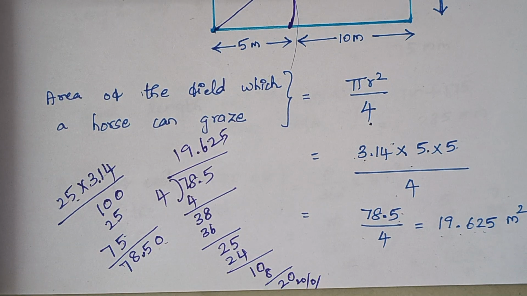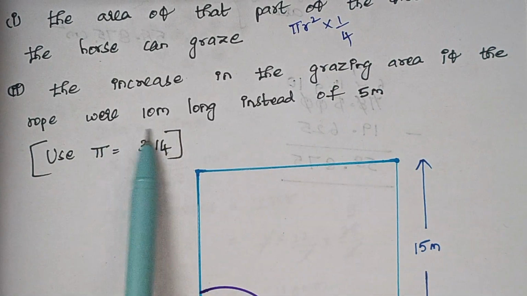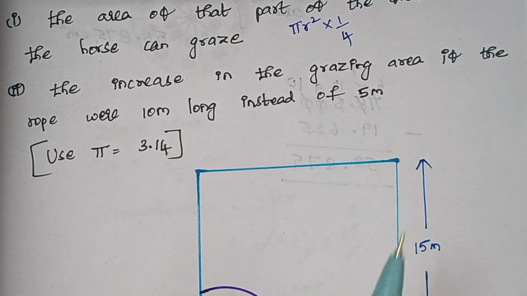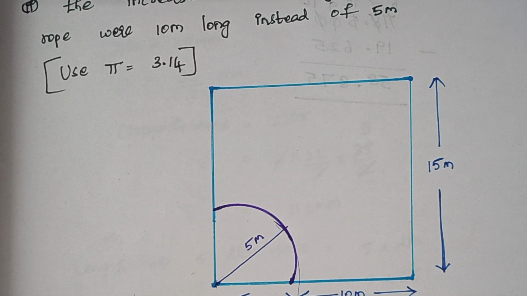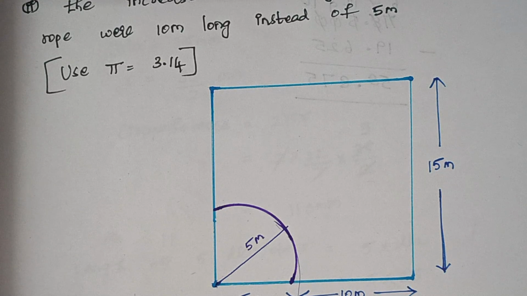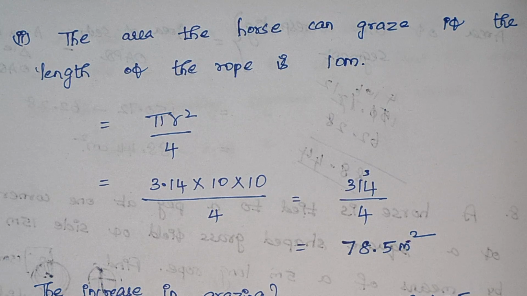Now, what is the second part? The increase in the grazing area if the rope were 10 meter long instead of 5 meters, right? Initially, we are provided with a 5 meter rope. Now, it is provided with a 10 meter rope, and again we have to find the same, the grazing area covered. Then we have to find the difference between the 5 meter length rope grazing area and 10 meter length rope grazing area, right? So here in the second part, just the length of the rope is varied, right?